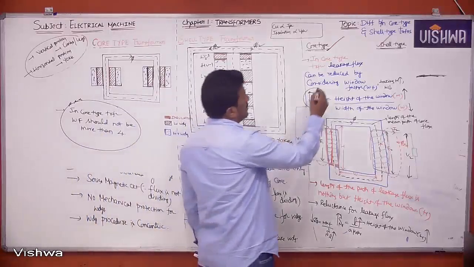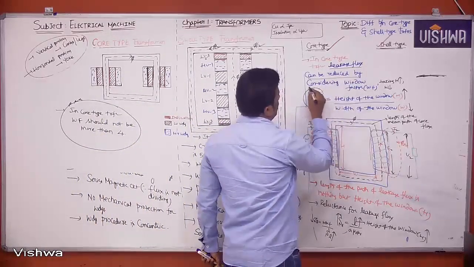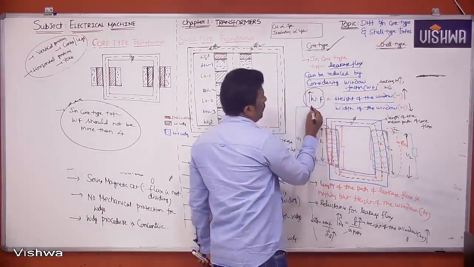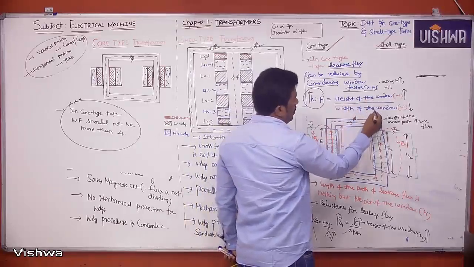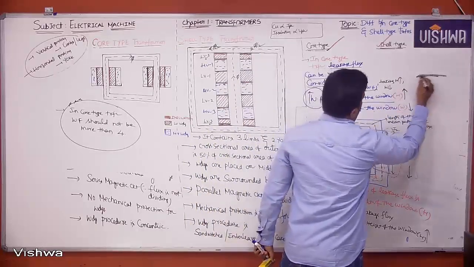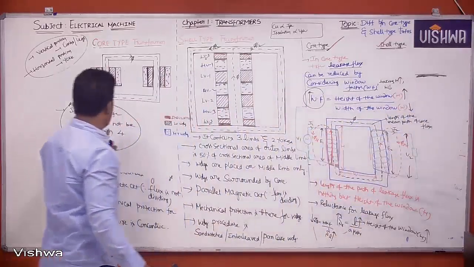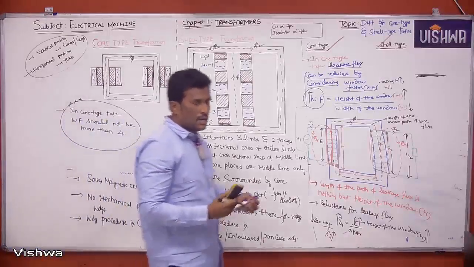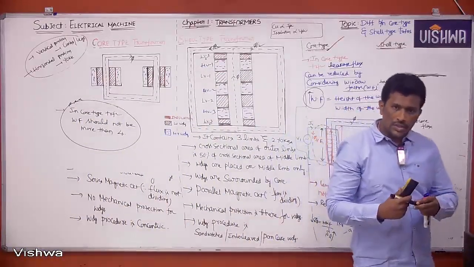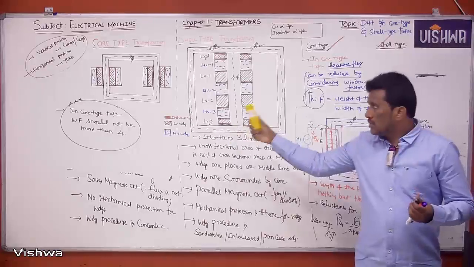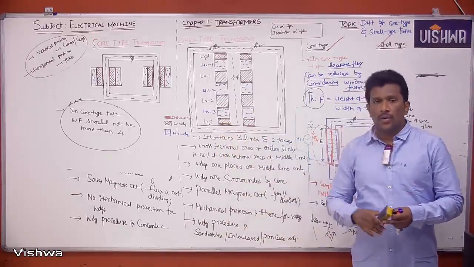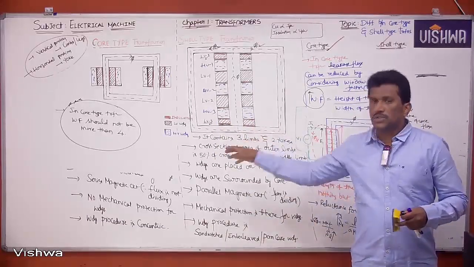So like this, leakage flux can be reduced in a core-type transformer by considering the window factor. Window factor will be more, height will be more, width will be less. This concept is not in a shell-type transformer. It should not be more than 4. In the next session, we'll continue with this topic only, because in addition to this, some more points are there. Please note down.